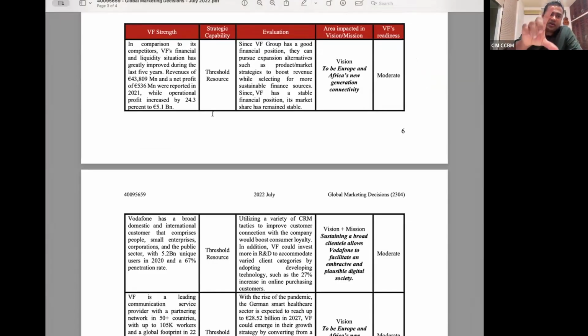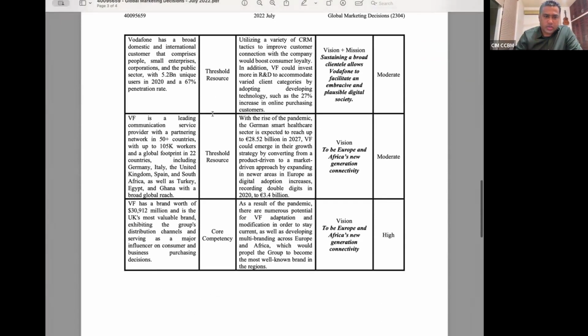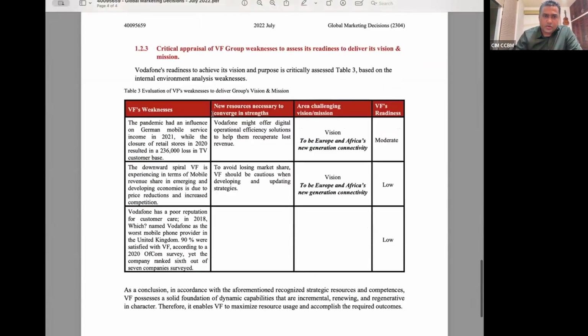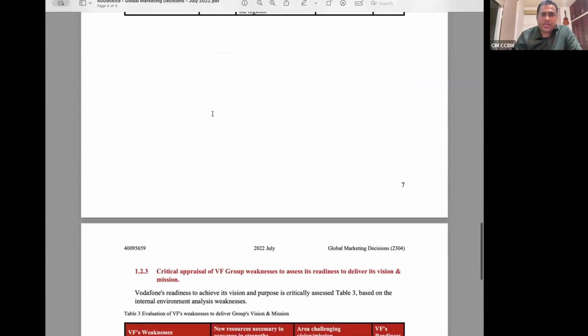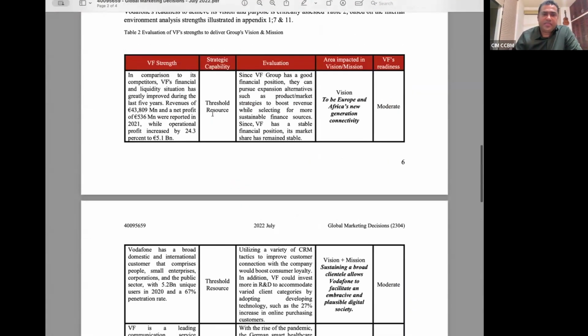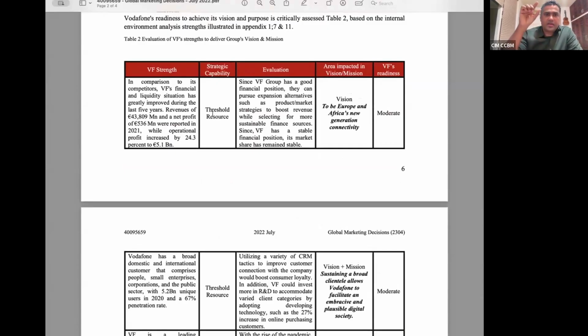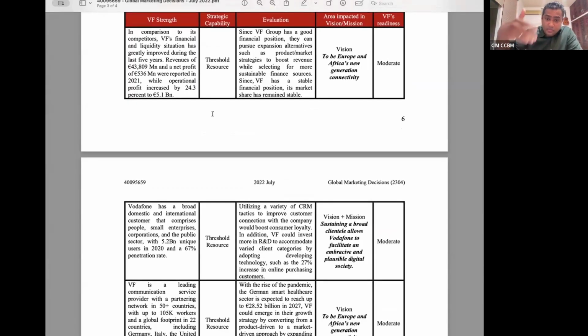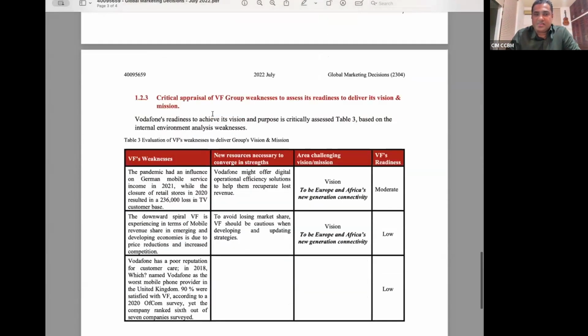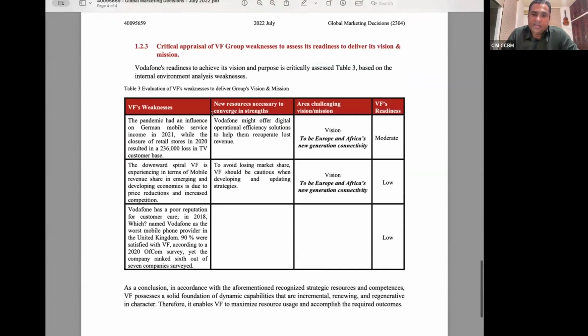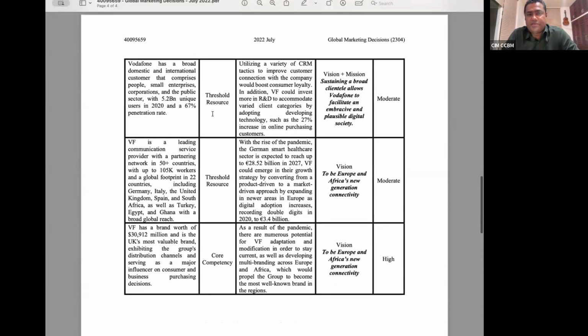What is Vodafone's strength? And it has taken 1, 2, 3, 4 strengths. Then it has gone to weaknesses, 1, 2, 3. So under that, it uses a template. What is Vodafone's strength? Strategic capability. Then the evaluation of it. Then that strength, how it will impact the vision and mission. And the readiness, is it moderate? Is it high? Is it low? And then the weaknesses, and finally a conclusion, right? So very interesting format, very interesting format.